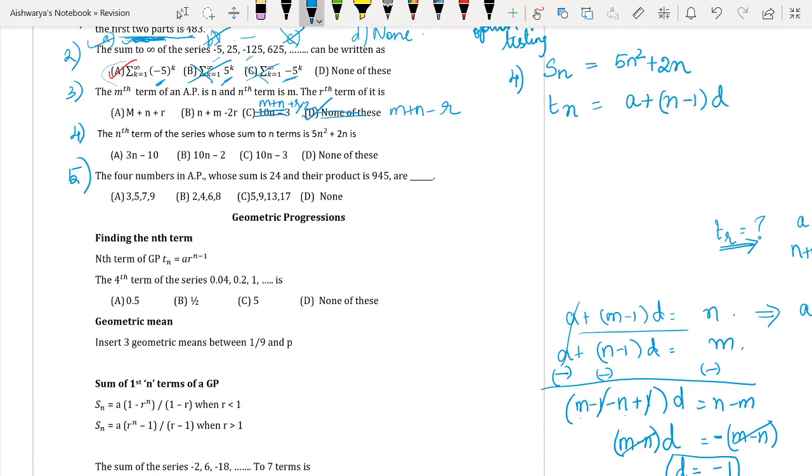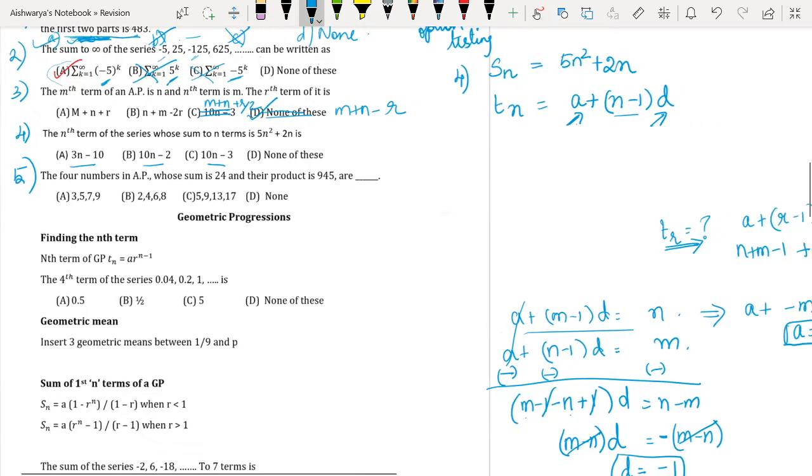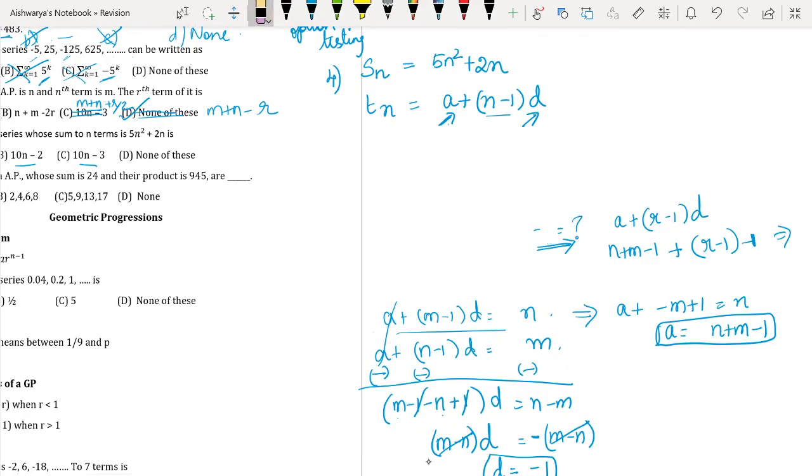You're supposed to find the nth term. For that, don't we need a and d? Because in this we have everything in terms of n. You can't find n because it's the nth term, but you can find the values of A and D using the method that you learned some time back. What was the method you learned? Let me erase a little bit.